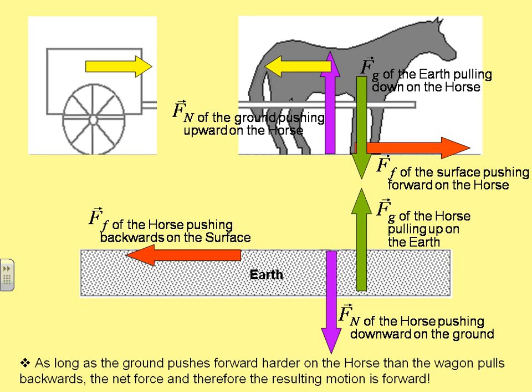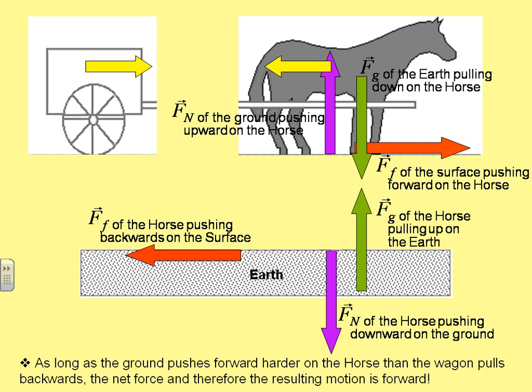Now, this is a little complex here, so you have to slow down a little bit here. Right? If we want this force to be bigger than this one, then the horse has to push back harder on the ground. The harder the horse pushes on the ground, the harder the ground pushes forward on the horse. Likewise, the less the horse pulls on the cart, the less the cart pulls on the horse. So, when these two forces, which come from two different interactions, aren't balanced, the horse will accelerate.